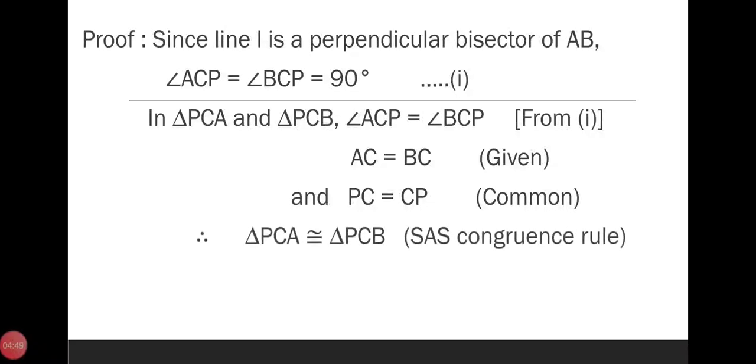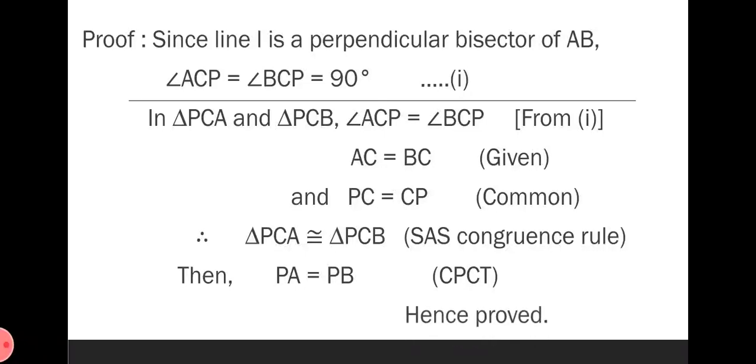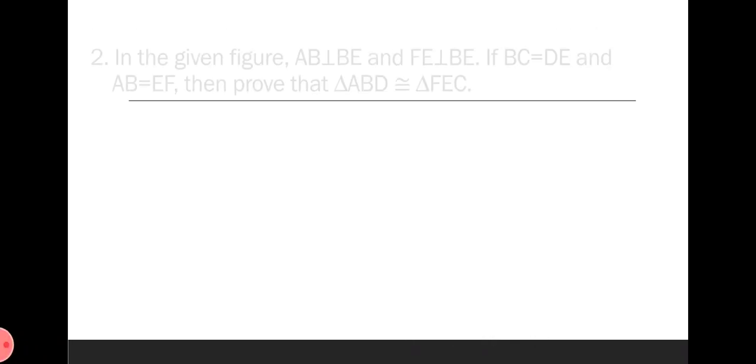Therefore, triangle PCA is congruent to triangle PCB according to the SAS congruence rule. Then PA equal to PB. This is CPCT, corresponding parts of congruent triangles. Hence, proved. Next example, example number 2.